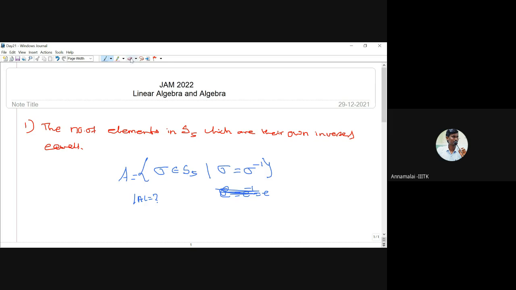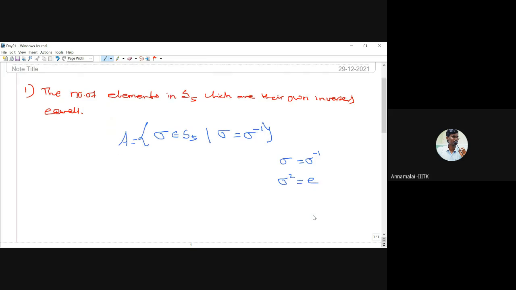Now we have to find the number of permutations satisfying sigma equal to sigma inverse. So we need sigma equal to sigma inverse. Now multiply by sigma on both sides, we get sigma square equal to sigma into sigma inverse, which is the identity. So sigma square equal to identity. So we have to collect permutations such that the square equals the identity. That means the order is 2, or rather, the order of sigma divides 2. We don't know whether 2 is the smallest number, but sigma square equal to identity means the order of sigma divides 2, and we know that the divisors of 2 are either 1 or 2.